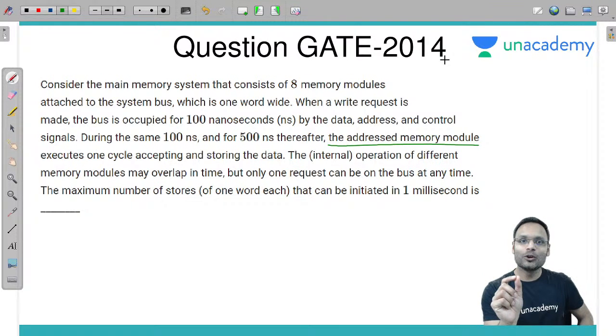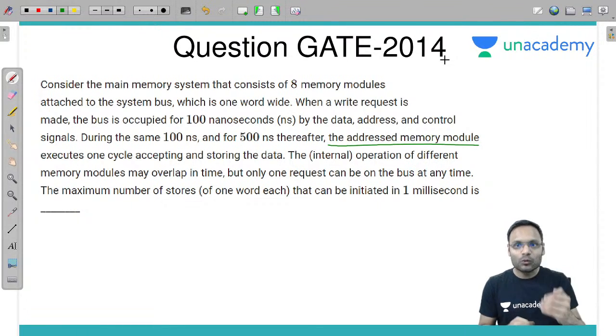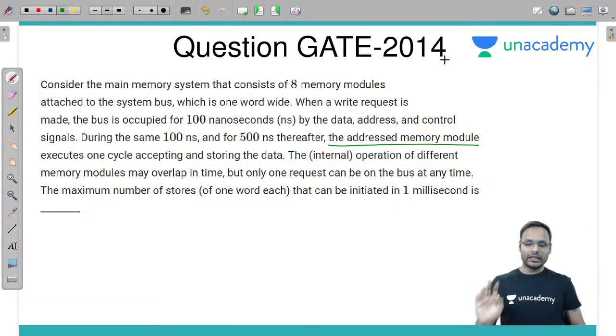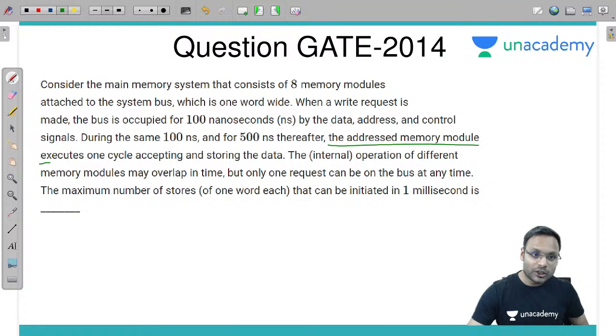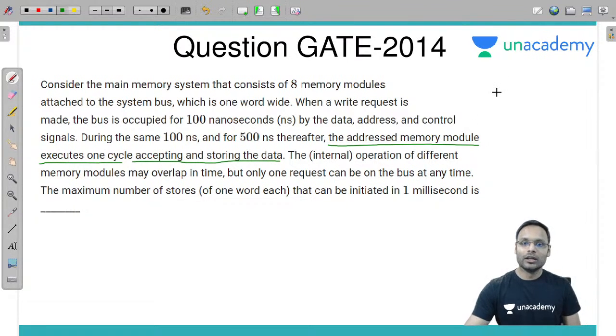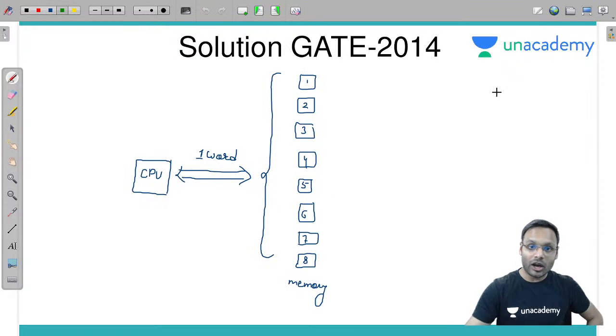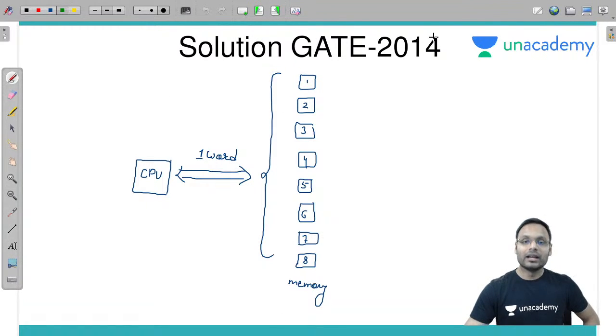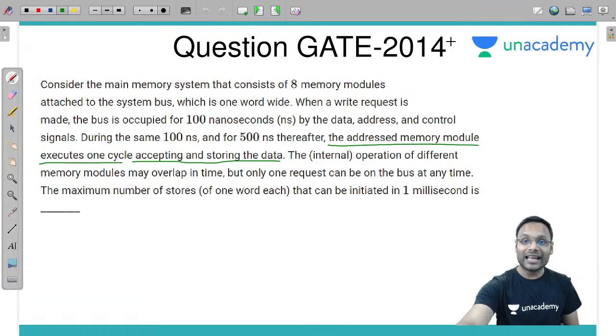Now I would like to call our addressed person from the crowd। क्या मतलब है? जिसको मैंने address किया है उसको बुलाया है, right? So addressed memory module means for which CPU has generated the address, that module only, that module executes one cycle। What is one cycle? Accepting and storing the data। तो वो जो module है 8 में से, among 8 modules, the module for which CPU has generated the address, that module will accept the data from this bus and will write that data into the memory system, but only that module, okay, and that will take how much time?